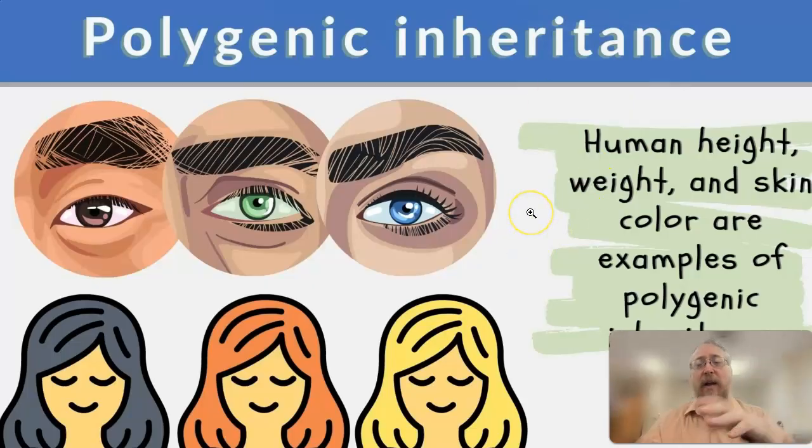Polygenic traits, on the other hand, are determined by many genes, and they have a spectrum of phenotypes. These are things like human skin tone and height.